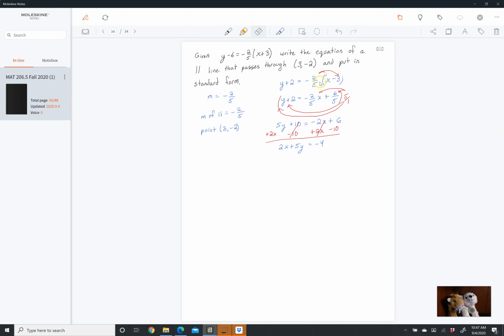Okay, so we distributed the -2/5. That got rid of the parentheses. Then we got rid of the denominators by multiplying by 5. And then we got the x's and y's over to the left, and we got the number over to the right. Okay, so that's it for this.